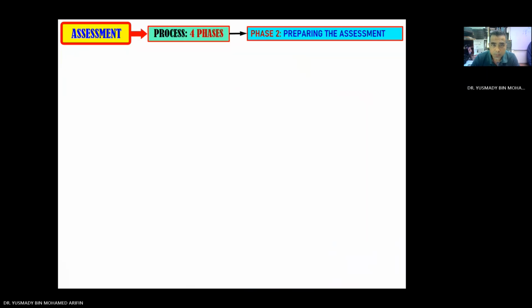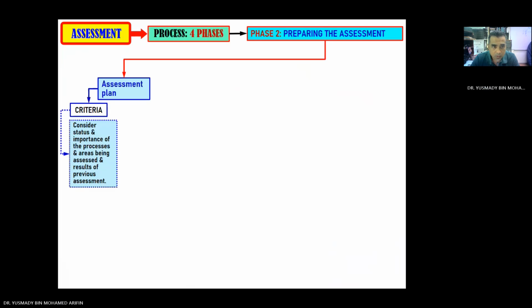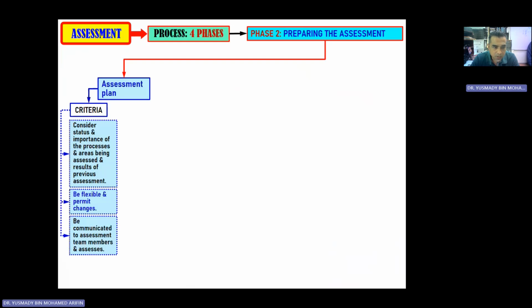Phase number 2, under the assessment process, refers to preparing the assessment. We need to prepare the assessment plan in terms of criteria. The team needs to consider the status and importance of the processes and area being assessed and the result of previous assessment. We need to be flexible and permit changes, which are communicated to assessment team members and also assessees.